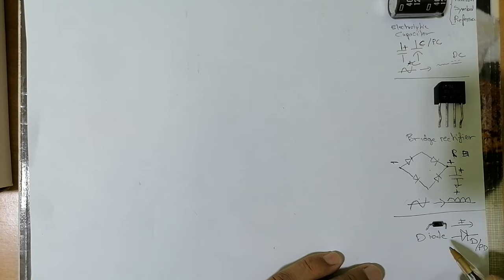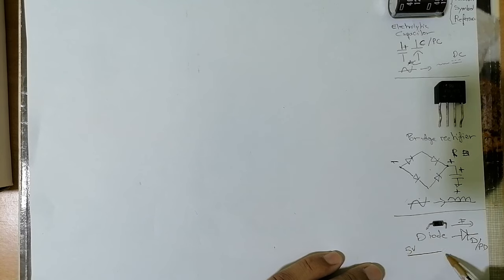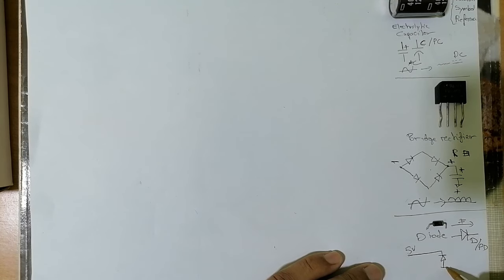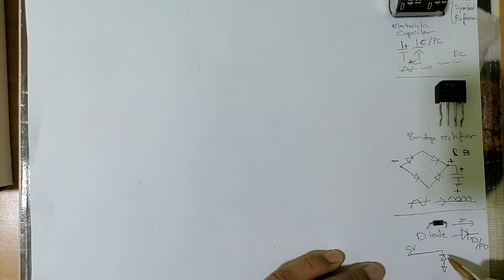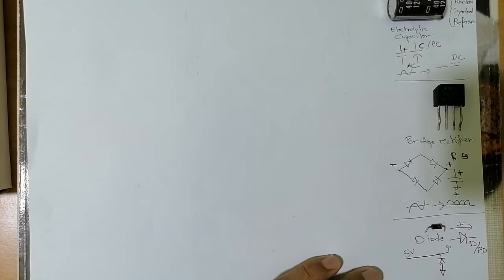Or sometimes the diode is used as a protection component, where, for example, we have a 5 volts power rail, which could be connected to a diode, and then the anode of the diode is connected to the ground in order to protect this voltage power rail.